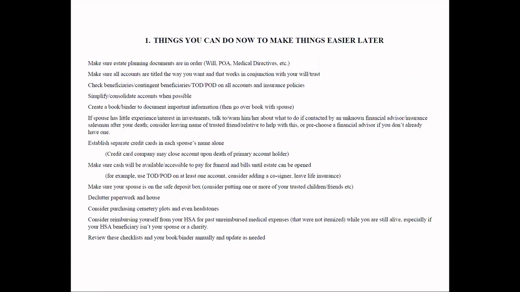The other thing you can do is simplify and consolidate accounts when possible. I know I need to do that. Somehow my husband and I both ended up with literally 3 or 4 different Roth IRAs here and there. And there's no reason why they can't be consolidated. That'll just reduce the number of actual accounts, which will make things a lot easier. A large part of this discussion is going to be what we're going to call a book or a binder.